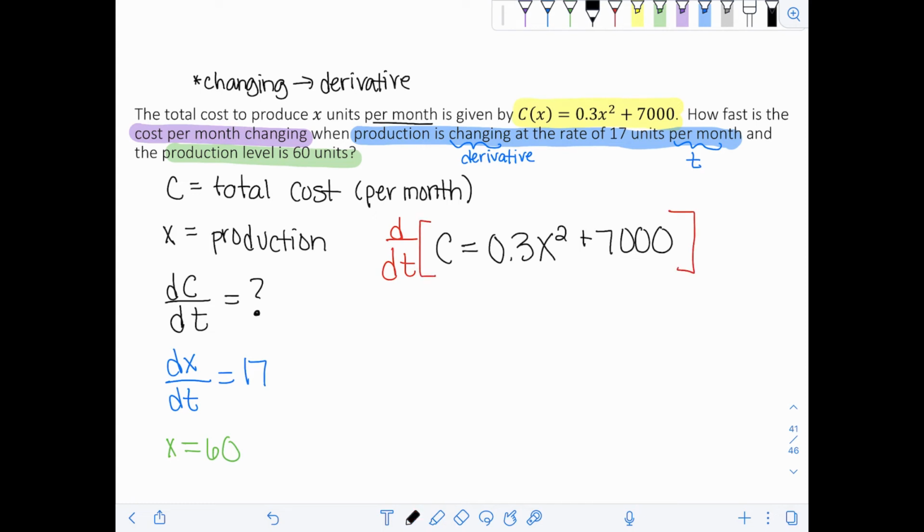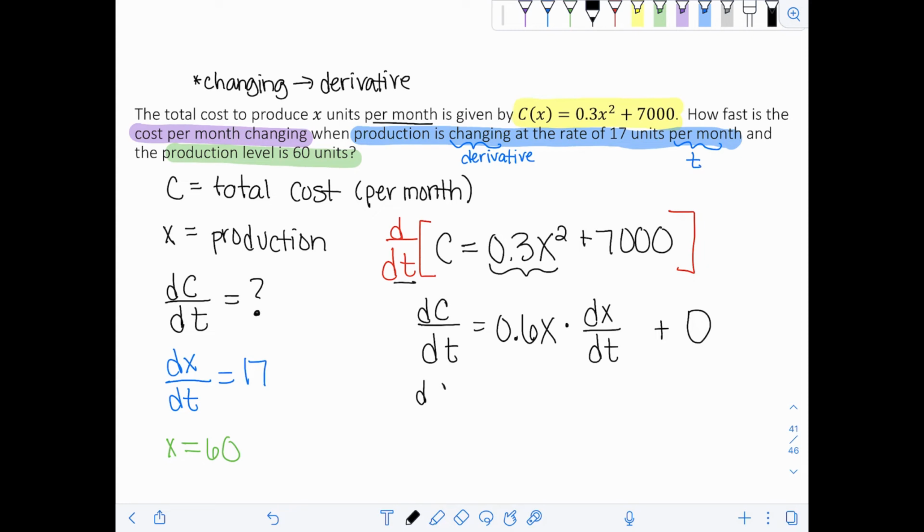So for the c, since it's all by itself, that's just going to become 1 times dc dt, but I'm just going to write the dc over dt. So the derivative of cost with respect to time is equal to, now let's take the derivative here. So I'm going to bring the 2 to the front, so that's going to become 0.6x. But here we took the derivative of x, doesn't match that variable time, so the extra step is to multiply by dx over dt, and then plus the derivative of 7,000 is 0.